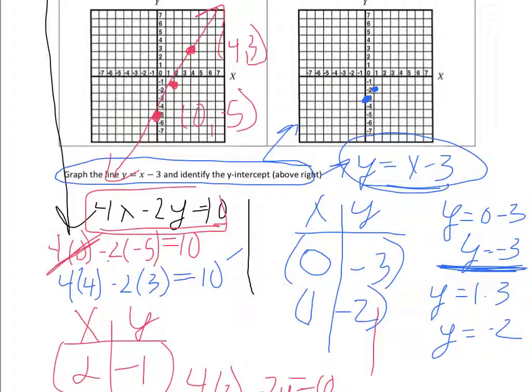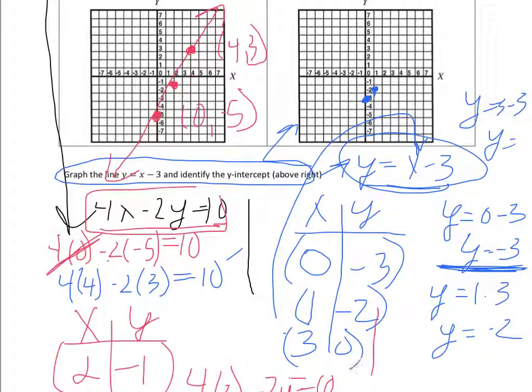Now 2 points uniquely determine a line. So we could go ahead and graph the line there, but let's just get one more point on this line, and then we'll do it. So I'm going to choose x equals 3. So I'm going to plug this in for this x right here. So y equals 3 minus 3. So y equals 0. So when x equals 3, y equals 0. So that gives us this point right here, 3, 0.